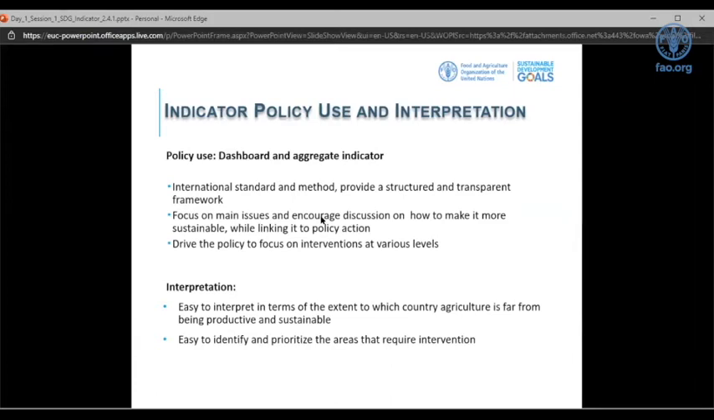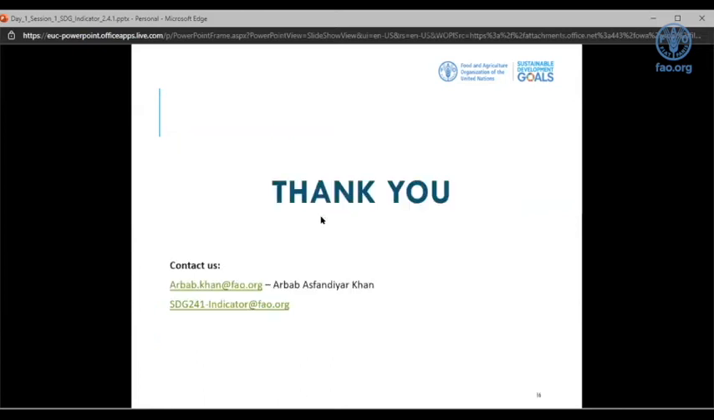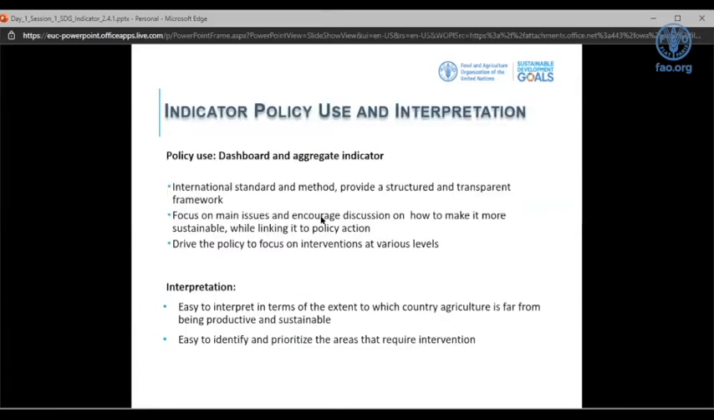Of course, as you saw, the dashboard is easy to interpret in terms of the context to which country agriculture is far from being productive and sustainable. And it's very easy to identify and prioritize the areas that require intervention and immediate attention by the policymakers.